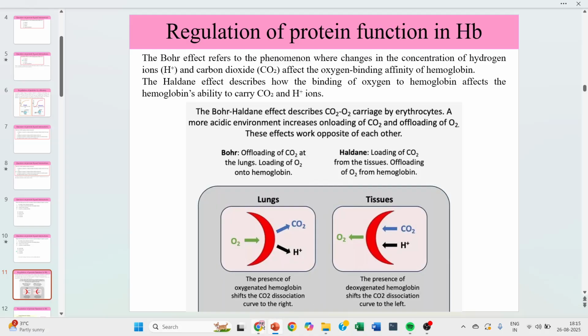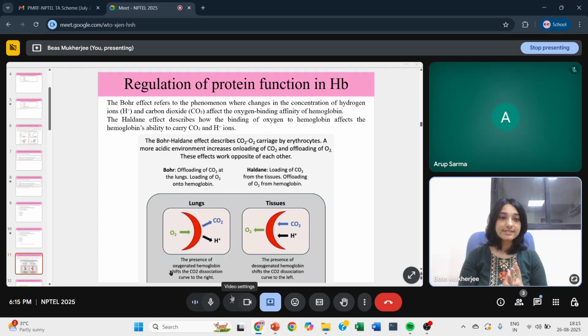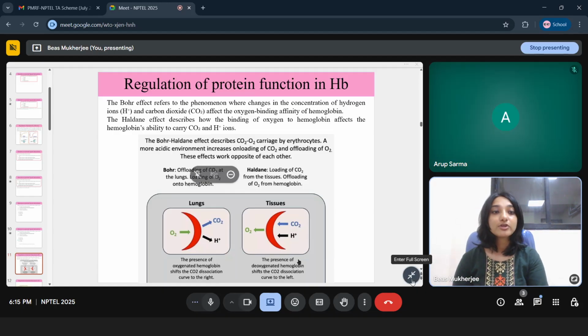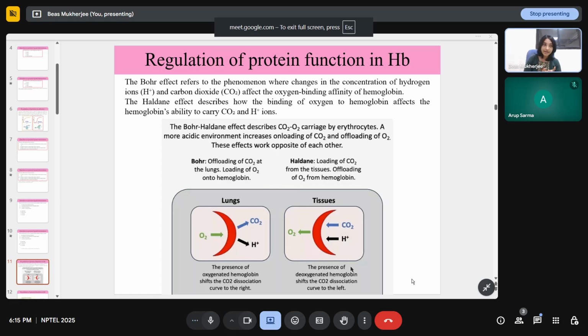One of the examples for this is the regulation of hemoglobin. There's something known as Bohr's effect. Now these are very important from your exam point of view. You can go through how hemoglobin is affected by different pH conditions, different temperature conditions, different oxygen levels, different CO2 levels, etc. Bohr's effect refers to the phenomenon in which changes in the concentration of hydrogen ion, that is the pH change, and carbon dioxide change affect the oxygen binding affinity of hemoglobin.